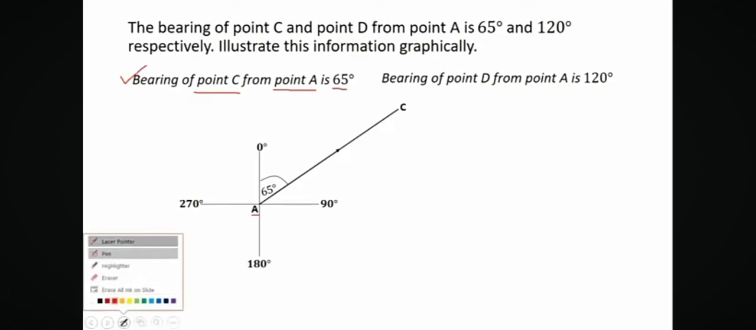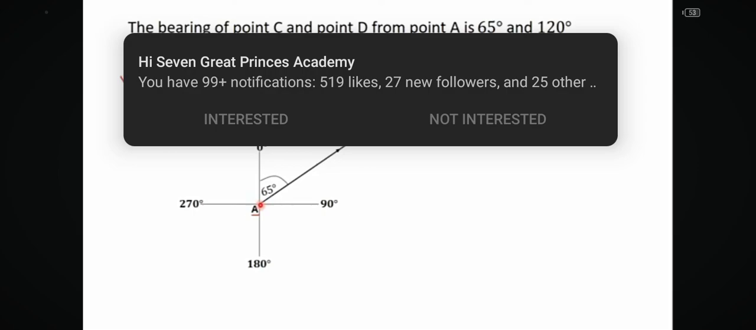Then you move on to the second part. The bearing of point D from point A is 120 degrees. So you see that this time, our starting point is still point A. We already have point A here, so we are not going to draw another diagram. It will be on this same diagram here. Our starting point is still point A, but our ending point is point D, and our angle is 120 degrees. So it means that we are going to measure 120 degrees from point A, on this same diagram that we've drawn here.